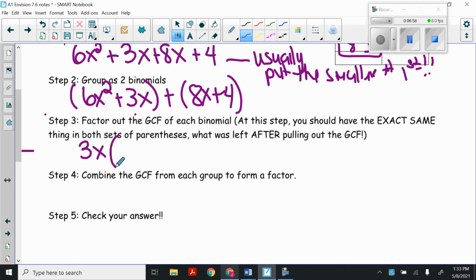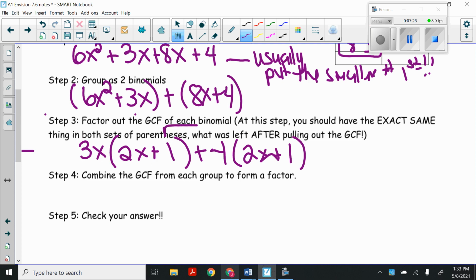So then what's left? If I pull out a 3x, I'm left with 2x plus, if I pull out a 3x from 3x, so we talked about this a little last week, remember that this is dividing. 3x divided by 3x, anything divided by itself is a 1, so I have 1 left. Plus, now 8x plus 4. What can I pull out of 8x and 4? They both have a 4 in common. So when I factor out a 4, 8x divided by 4 leaves me with 2x. 4 divided by 4 leaves me with plus 1. And so again, here, notice I have the exact same thing in both sets of parentheses. If that does not happen, then you either grouped them incorrectly or this will not factor by grouping.